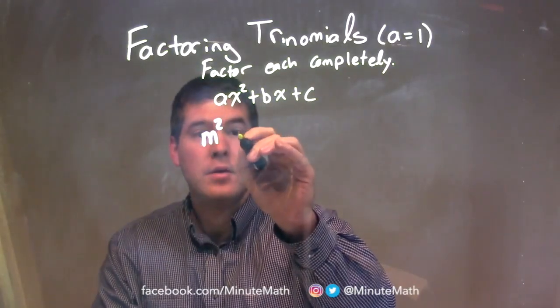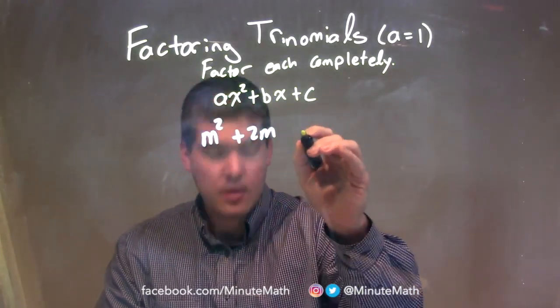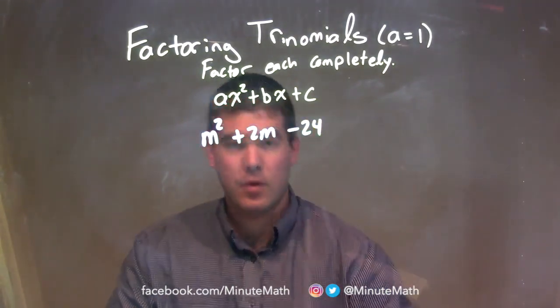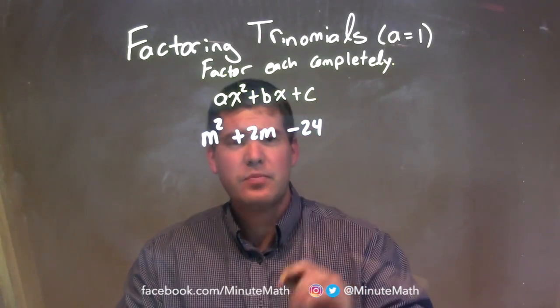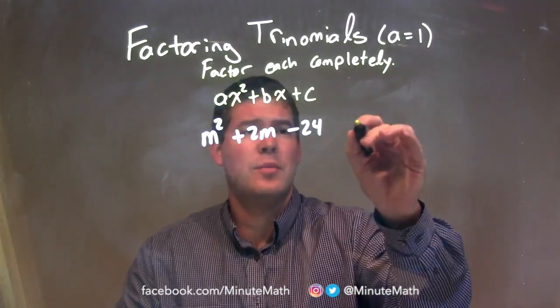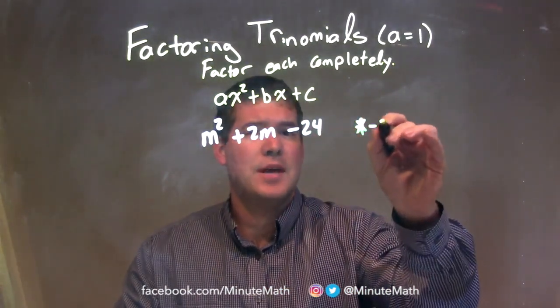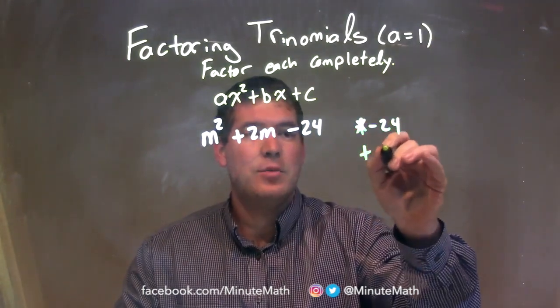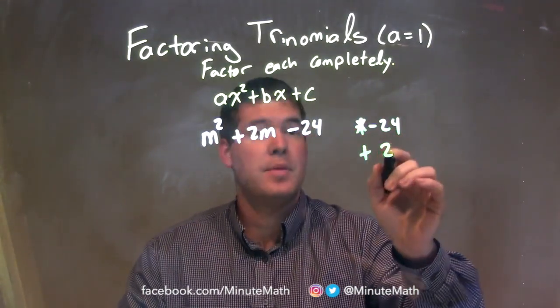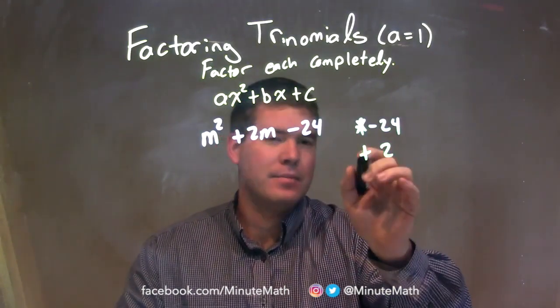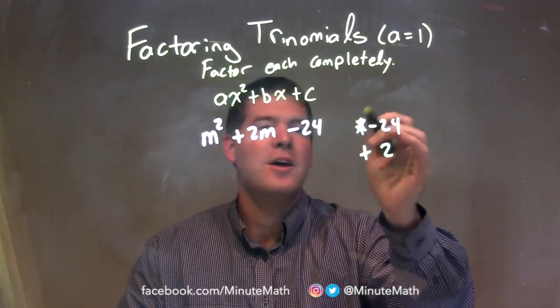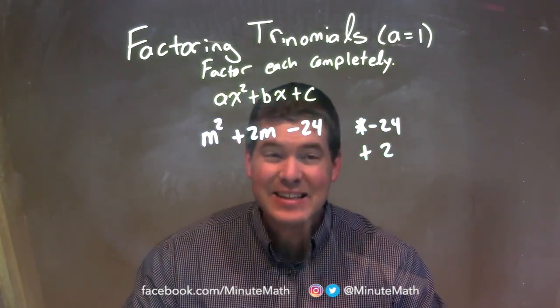M squared plus 2m minus 24. Okay, so m squared plus 2m minus 24. Well, what I'm going to ask myself here is what two numbers multiply to be my c, which is negative 24, but add to be my 2. What two numbers add to be 2, my b value, and multiply to be negative 24, my c value.